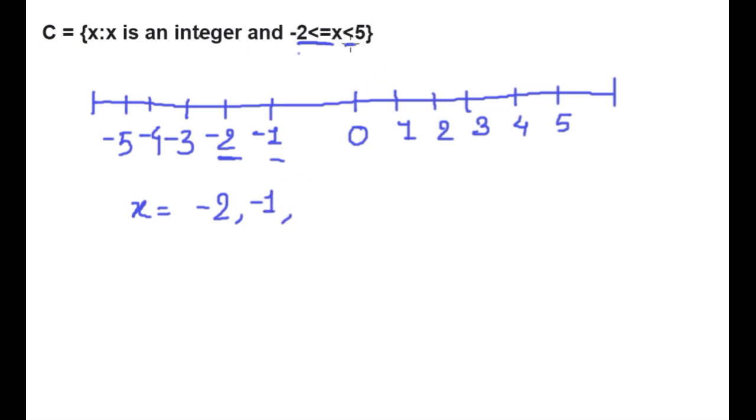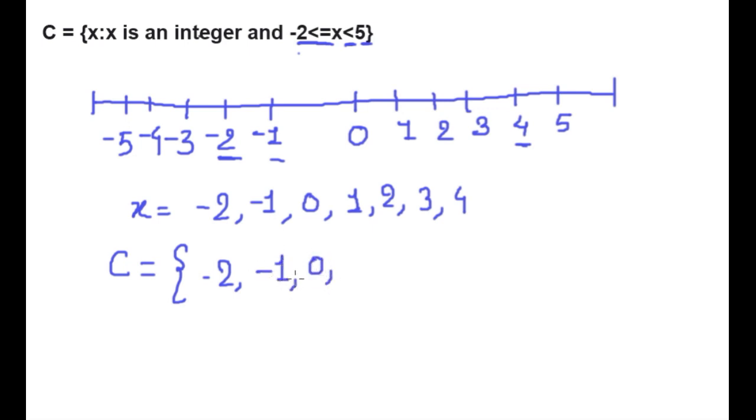And next is less than 5. So less than 5 is up to 4. So we will write 0, 1, 2, 3, 4. This is our X, and we can write C is equal to -2, -1, 0, 1, 2, 3, 4. This is our roster form of this question. Let's go to next question.